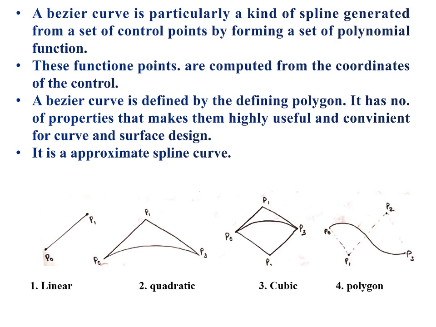A Bezier curve is a kind of spline generated from a set of control points by forming a set of polynomial functions. In the linear graphical representation of the curve, two control points are given, and function points are computed from the coordinates of the control points. The Bezier curve is defined by the defining polygon. It has a number of properties that make it highly useful and convenient for curve and surface design. As we discussed earlier, it is an approximating spline curve.